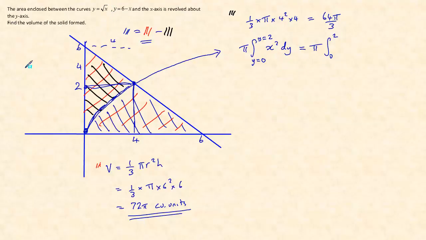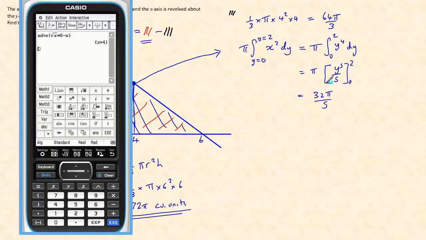so y is root x, and so that's going to give us that x squared is y to the 4. So that's going to be y to the 4 dy. So that's going to be pi times the integral from 0 to 2 of, we can actually integrate that directly, so let's go directly to y to the 5 over 5 from 0 to 2, which is going to give us 32 pi by 5.